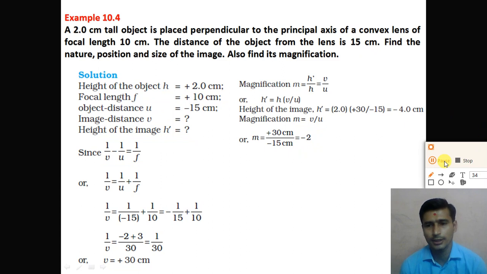So dear student, understand both the examples: how to calculate object distance, how to calculate image distance, magnification, and height of the image, right? So I hope that you understand the lens formula and the magnification and the examples regarding magnification.